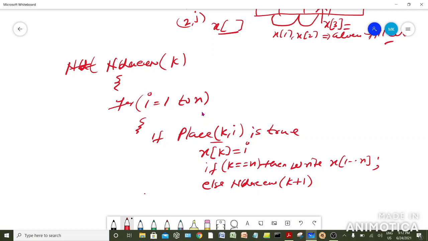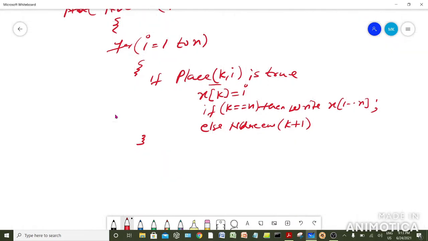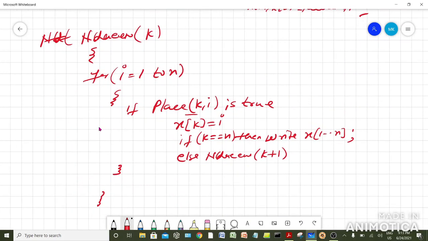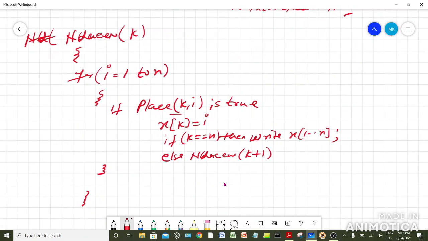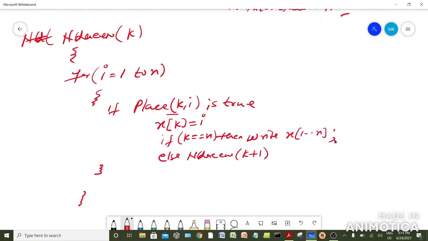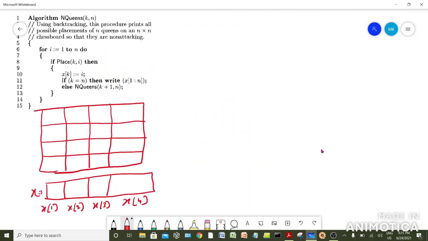Fine. So this is going to be the end of our for loop, and at last is going to be the end of our n queens algorithm. So all in all, this is the algorithm for our n queens problem. As more than one statement is there within this if, just put the opening and closing braces here. Let us try to trace the given algorithm for n queens to solve the 4 queens problem.